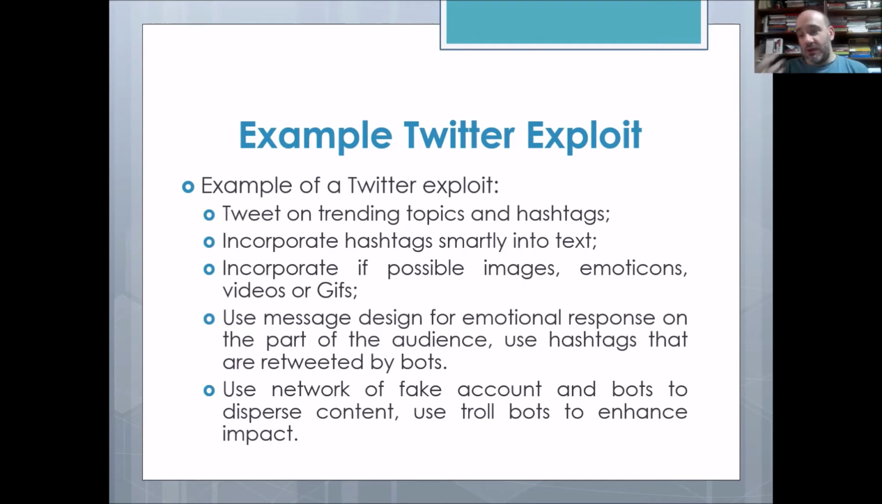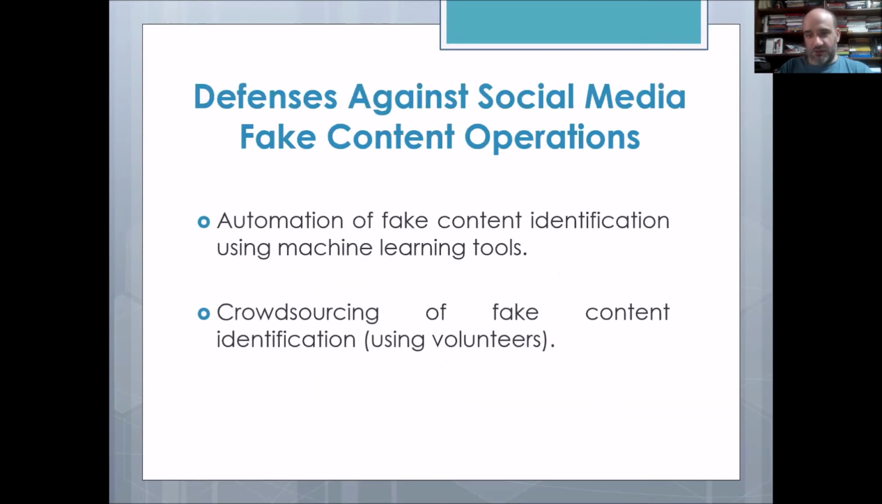Use message design for emotional response on the part of the audience, and use hashtags that are retweeted by bots. So I may not control those bots, but if I use a hashtag that is retweeted by specific bots that retweet anything that contains the words artificial intelligence, they start retweeting these tweets. So I'm exploiting these bot accounts that I do not own, that I'm not manipulating, but I can use them. So this is a Twitter exploit that exploits not only the social media's algorithms for selecting the most important tweets, it's also manipulating people's behavior and bot automated accounts that retweet on specific hashtags or keywords. It uses a network of fake accounts and bots to disperse content, using troll bots to enhance impact.